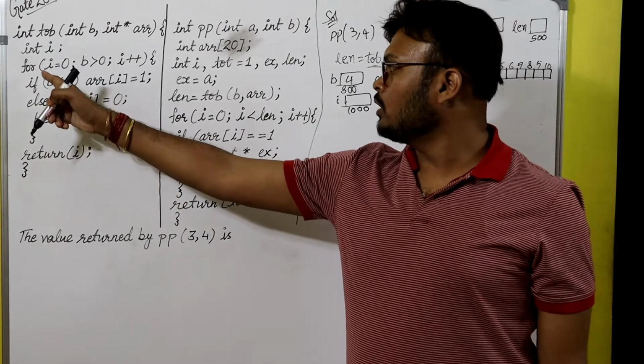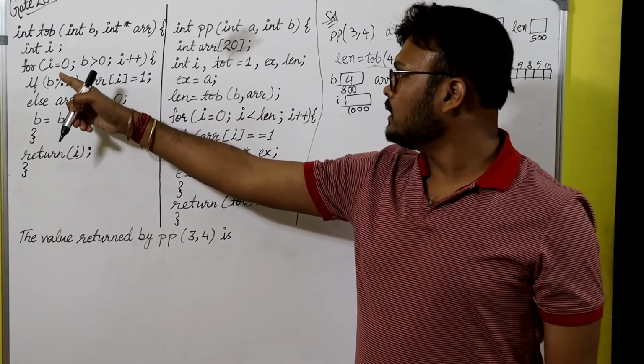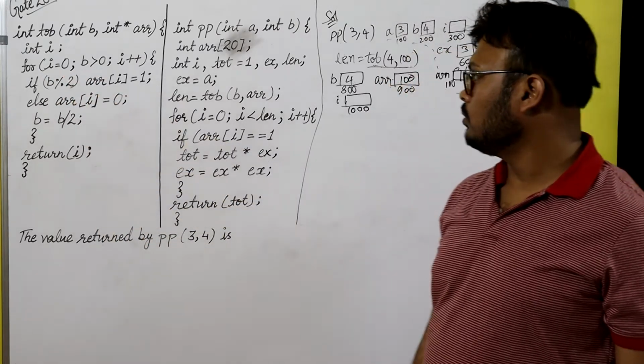Now let's come to the for loop part. For I is equal to 0, B greater than 0.